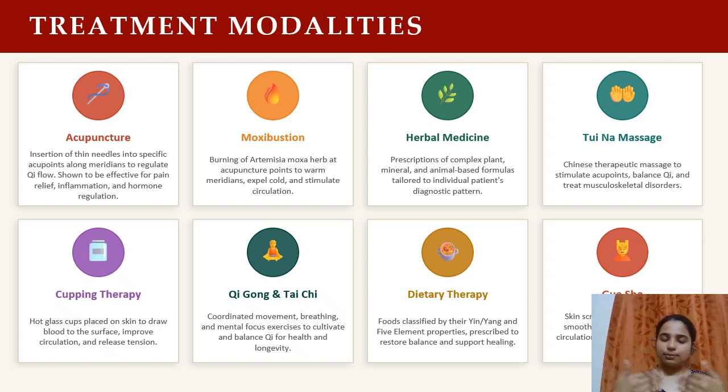We have coordinated movements as well as controlled breathing and mental focus. Next one is dietary therapy, where the food is classified on their yin and yang energy and based on their element property and prescribed so that the patient gets relief from his disease conditions. And the last one is guanche.